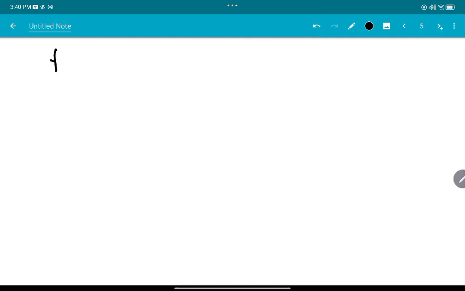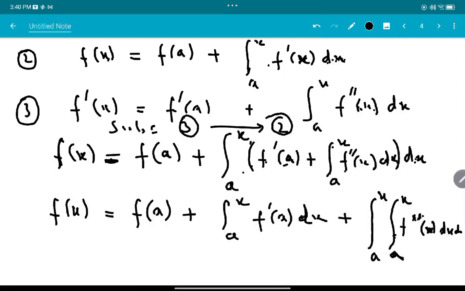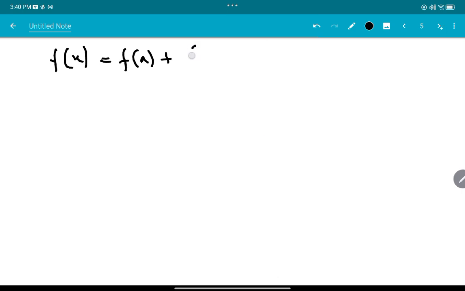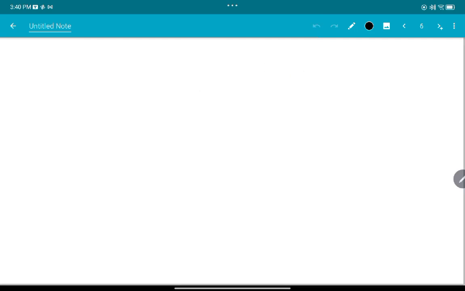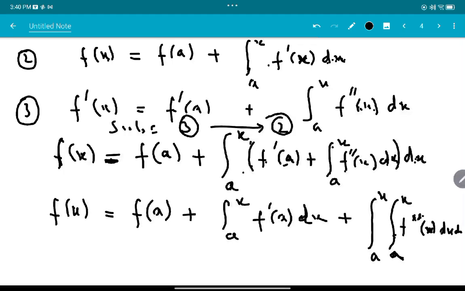First, f(x) is equal to f(a), plus the integral from a to x of f'(a) dx, plus now the third term, that is plus the double integral from a to x of f''(x) dx dx.